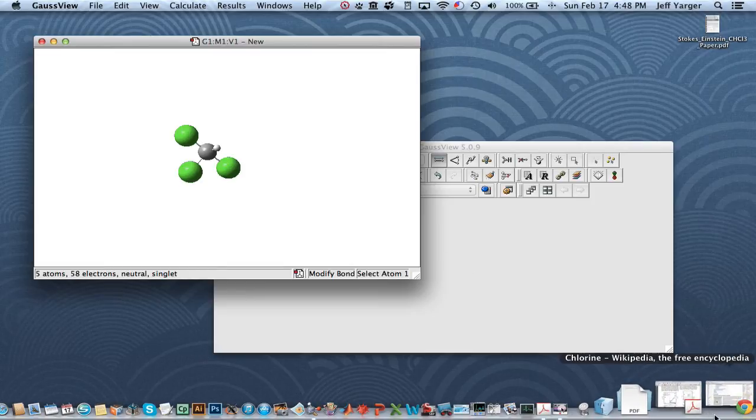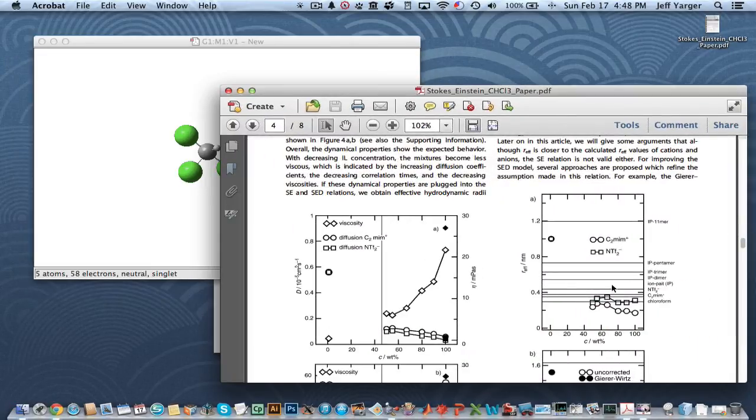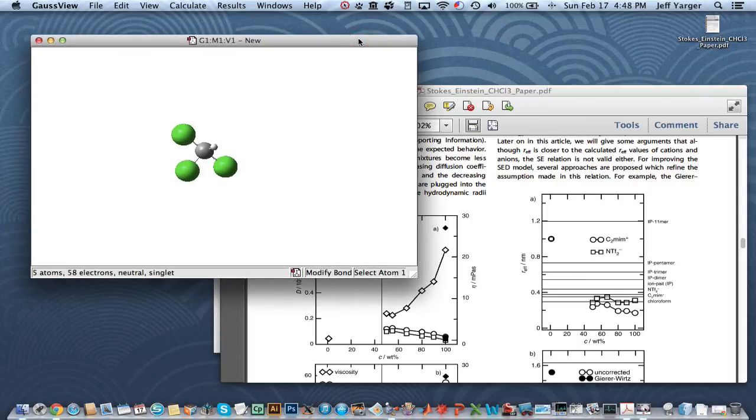And this paper I just put on the web, figure 5 here, shows that chloroform is right around 0.3 nanometers, or 3 angstrom radius, which would be a 6 angstrom diameter. So hopefully this helps get you started on a simple way to estimate hydrodynamic or Stokes radius. Thank you.